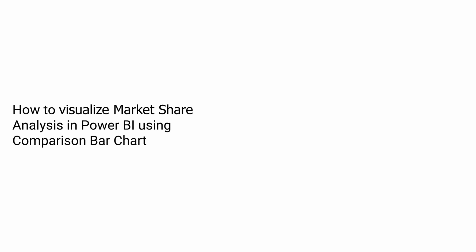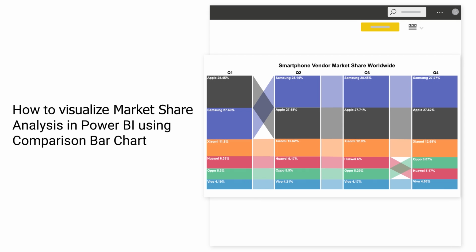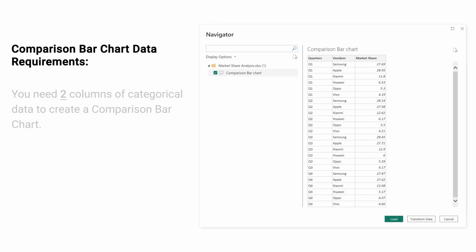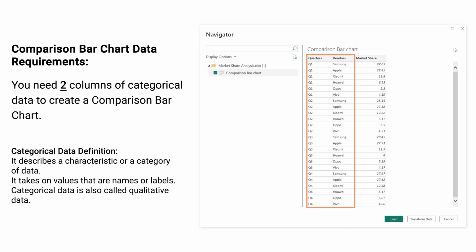How to visualize market share analysis in Power BI using Comparison Bar Chart. Comparison Bar Chart data requirements. You need 2 columns of categorical data to create a comparison bar chart.